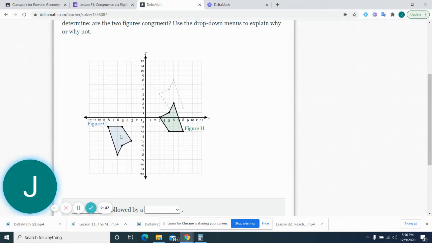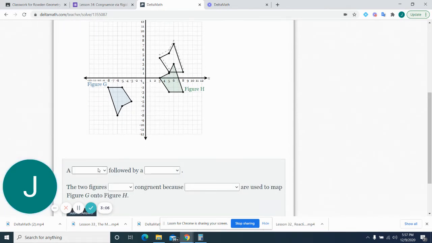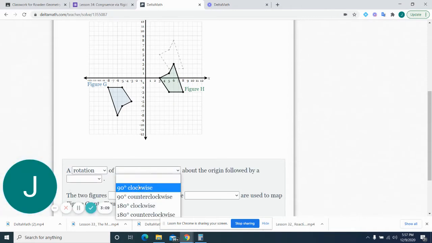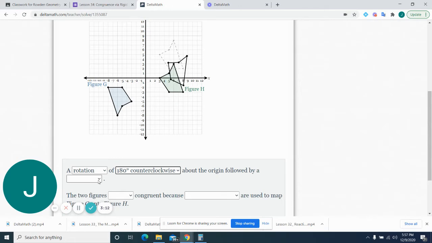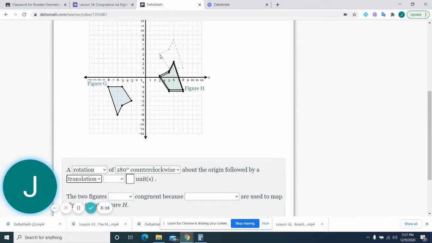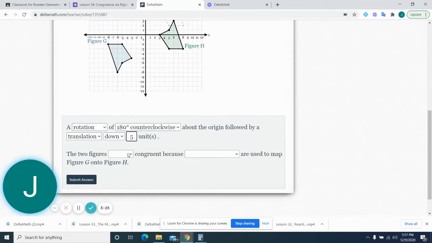Okay, so it rotates over to there. And that would be, so first thing's a rotation. It's going in this direction, which is counterclockwise. And again, it spins a half of a circle, 180 degrees. So it's a rotation of 180 degrees counterclockwise, followed by a translation, and this time it goes down 1, 2, 3, 4, 5. Down 5 units. The two figures are congruent because only rigid motions are used to map one to the other.